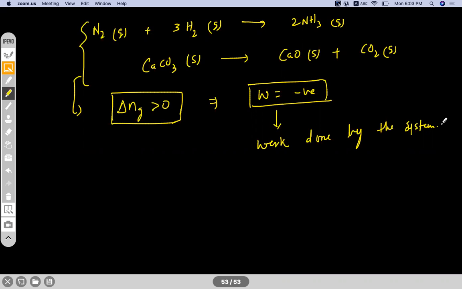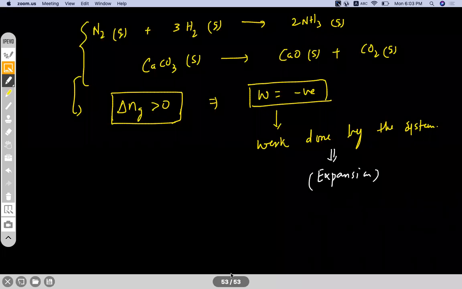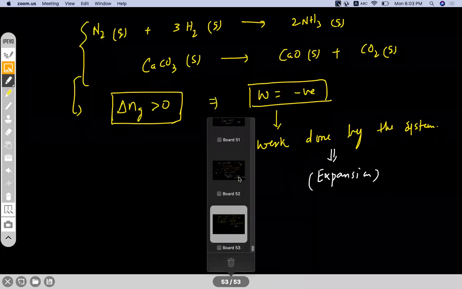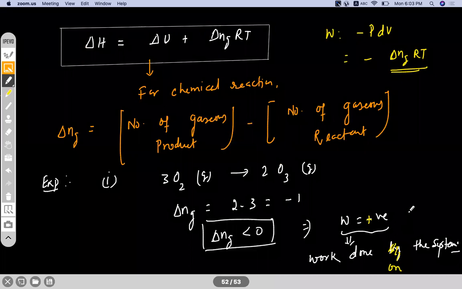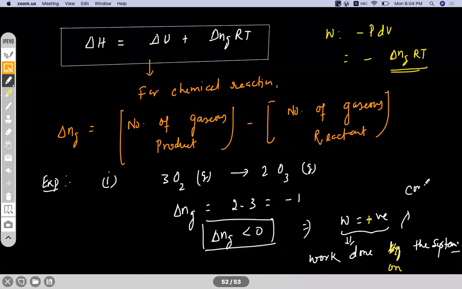Okay, when you have negative, it means work done by the system, and when the system is doing work, it is a case of expansion. When work is done on the system, meaning we are doing work on the system, it is a case of compression.